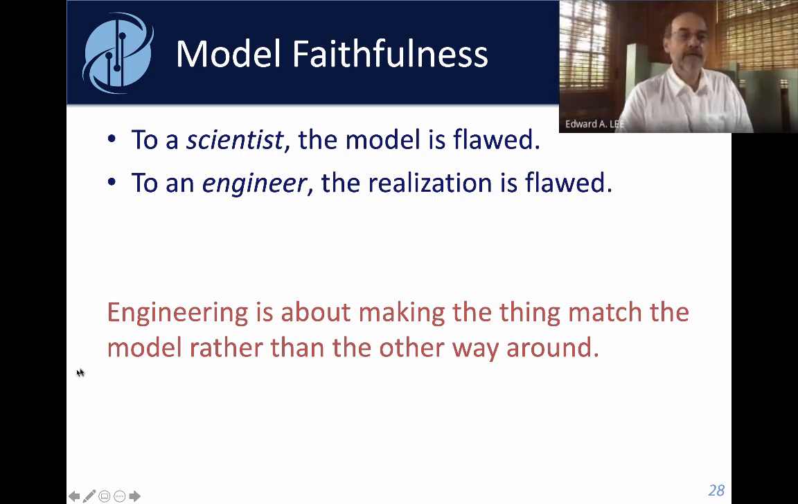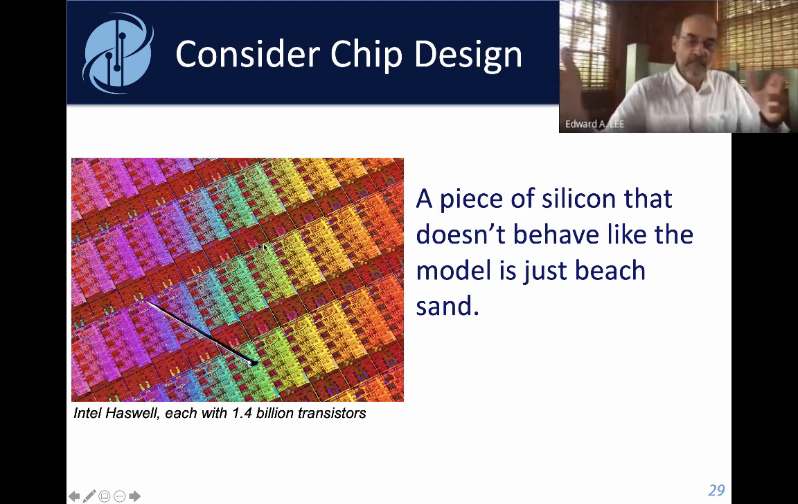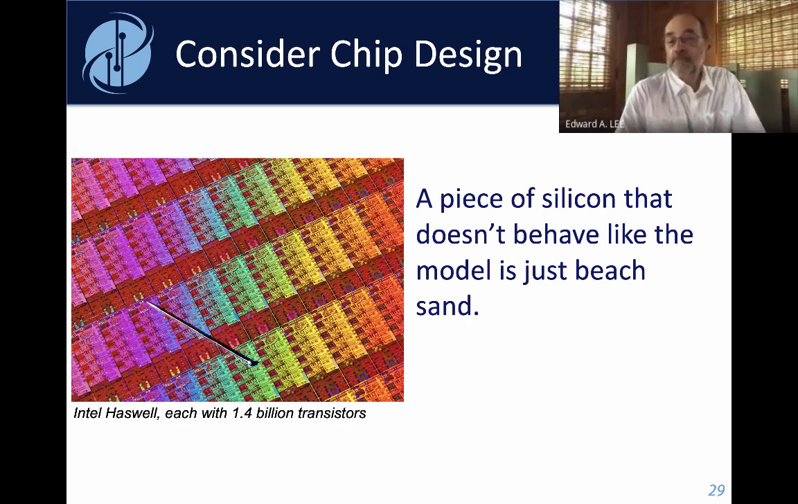And if you consider chip design, if I have a circuit diagram, a circuit diagram is a model ultimately for how I want the electrons to slosh around in silicon. And if I give you a piece of silicon that doesn't behave like the model, that piece of silicon is junk. It doesn't mean there's anything wrong with the circuit diagram. It is not incumbent on the circuit diagram to match the silicon. It's incumbent on the silicon to match the circuit diagram. And so that use of models is really very different.